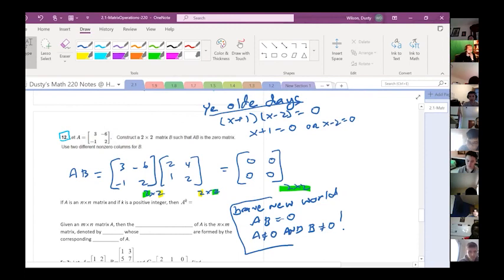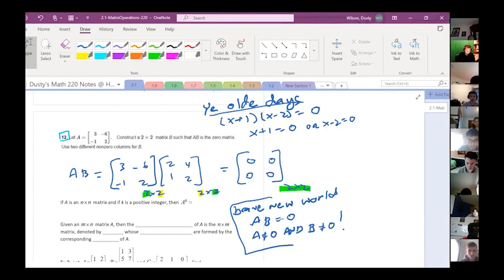Dusty, so the way you find the matrix B was just guess what makes the final answer 0? Yeah, in this case, I just did a little bit of guess and checking. Yep. All right. So craziness.